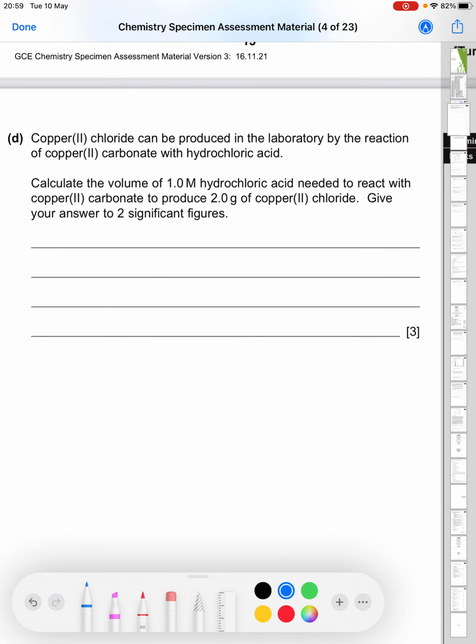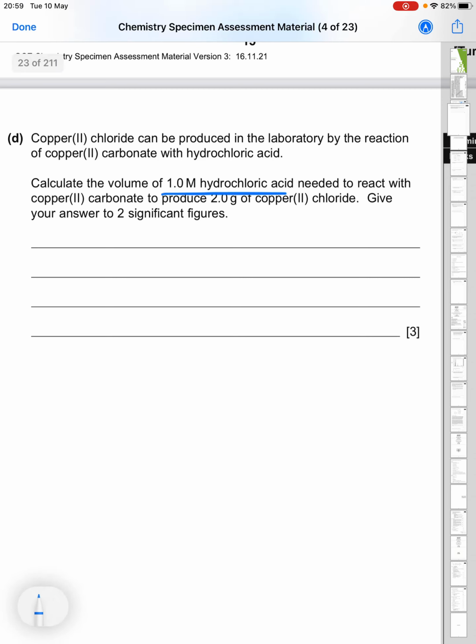Right, D. Copper 2 chloride can be produced in the laboratory by the reaction of copper 2 carbonate with hydrochloric acid. Calculate the volume of hydrochloric acid, 1 molar, needed to react with copper 2 carbonate to produce 2 grams of copper 2 chloride. Give your answer to 2 significant figures. So remember, if they're telling you the significant figures to use, use that in your answer or you don't get the marks.